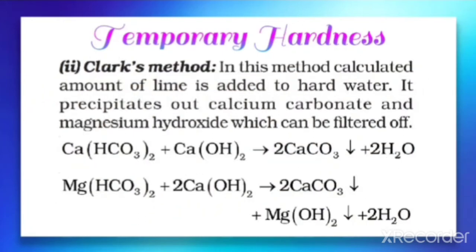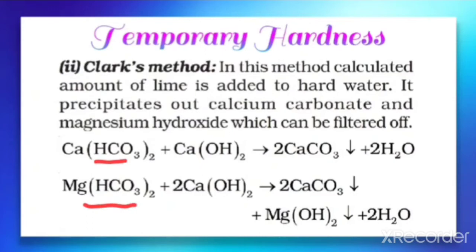We can also remove temporary hardness by Clark's method. In this method, a calculated amount of lime is added to the hard water. What is lime? Calcium hydroxide is called lime. A particular amount of lime is added to the hard water. As we have already discussed, temporary hardness is due to the presence of bicarbonates of calcium and magnesium, so these are present in the hard water.